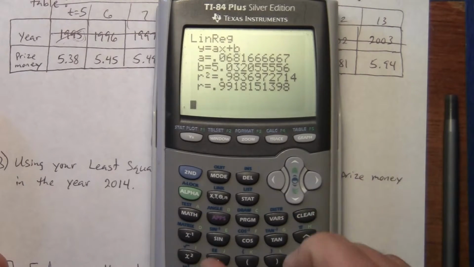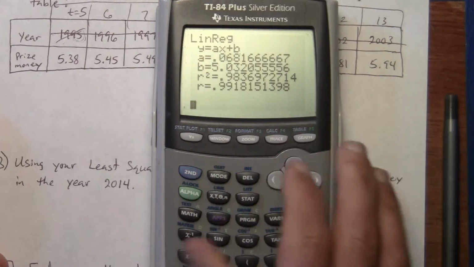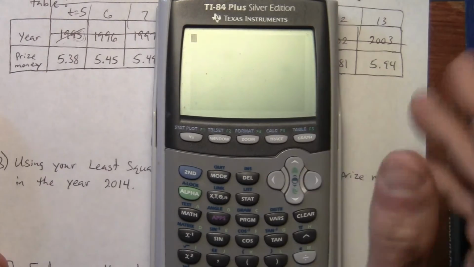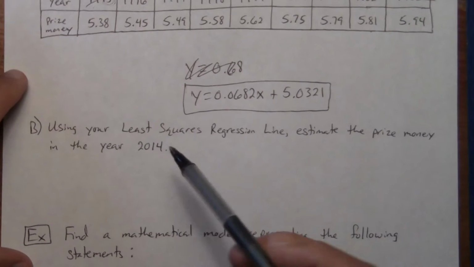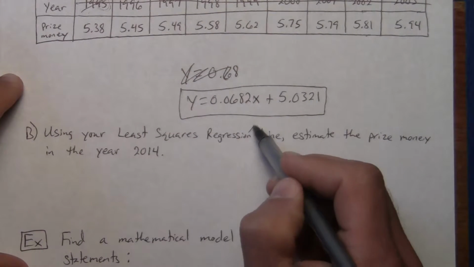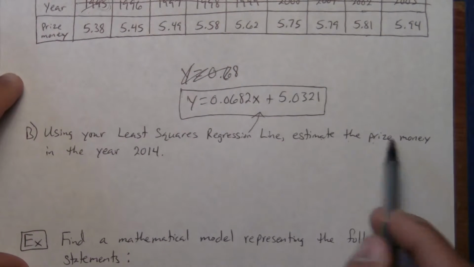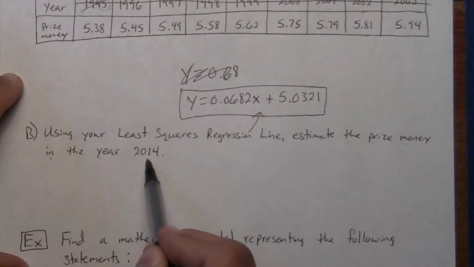All right, so now I'll go ahead and go back to the home screen. I guess I am on the home screen. Go ahead and hit clear to clear that out. You don't have to clear it out. The second part of this problem says, using your least squares regression line, estimate the prize money in the year 2014.